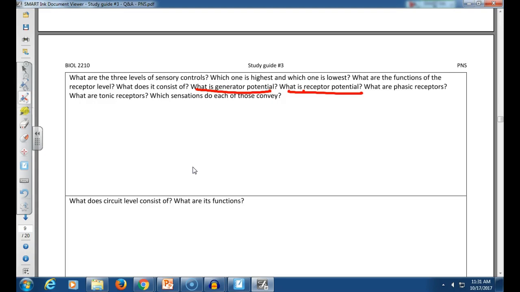Phasic, tonic, fast adapting, slow adapting. Which ones are more likely to be nociceptors? Tonic. Because you shouldn't adapt to the pain. Is that clear?